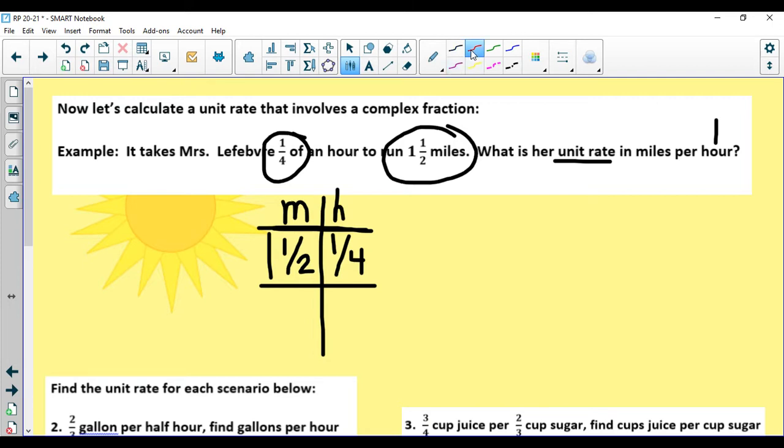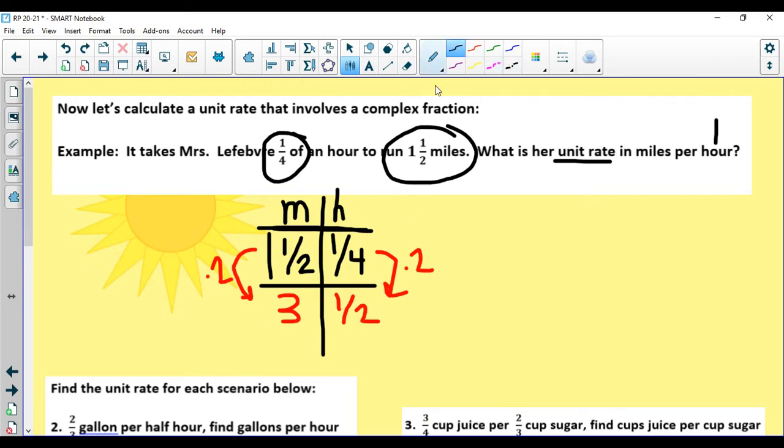One thing I know is that 1/4, if I double it, if you're the type of person that likes to multiply by 2, that's going to give me 1/2. To maintain equivalency or equality, I want to also multiply the other side by 2. 1.5 times 2 would give me 3. So that tells me I can do 3 miles and a half an hour.